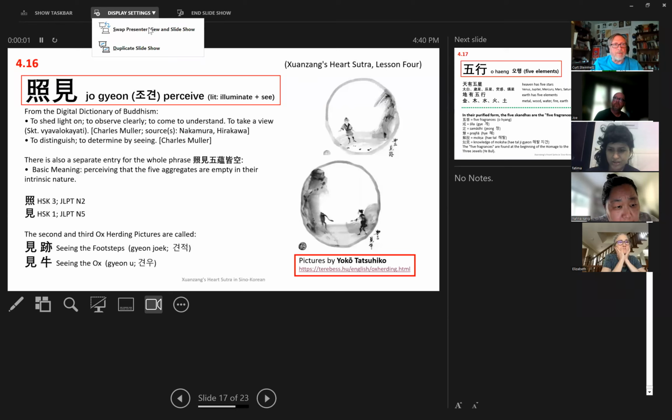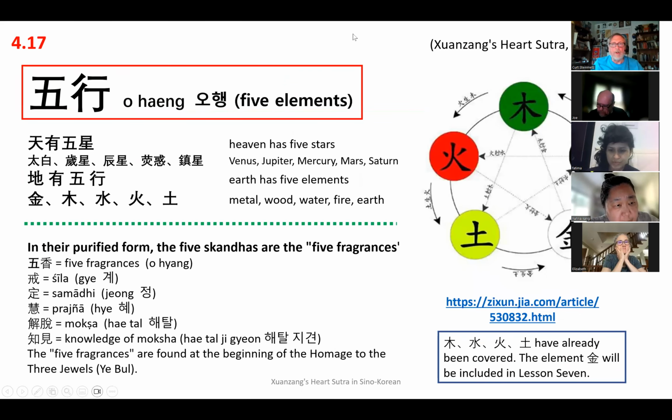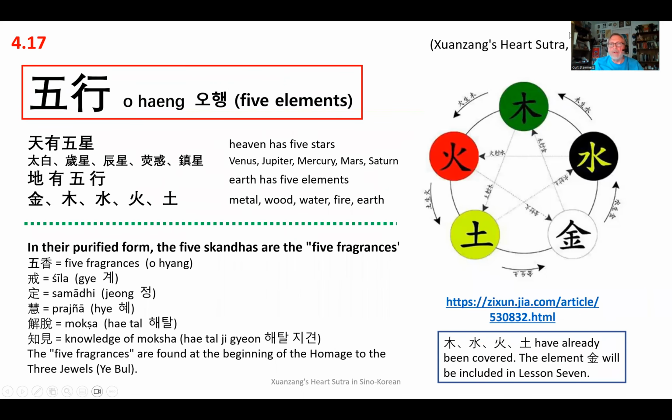Back into presentation mode. All right. Now here's a few things that are very interesting, not even so much for Buddhist philosophy, but for Chinese culture in general. We've learned in this lesson the character for 5, which is O, and the character for action, which is heng. I told you that heng has a couple of different meanings.